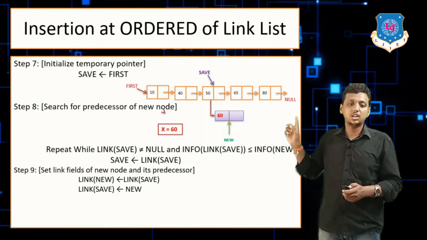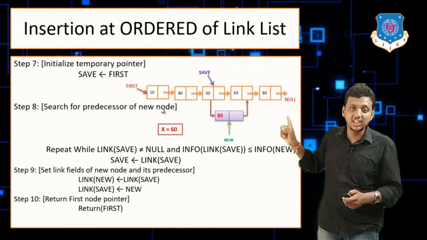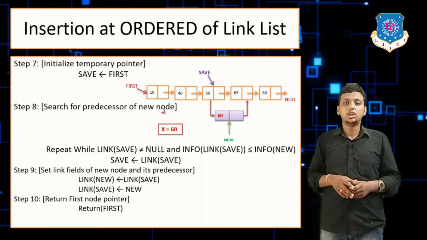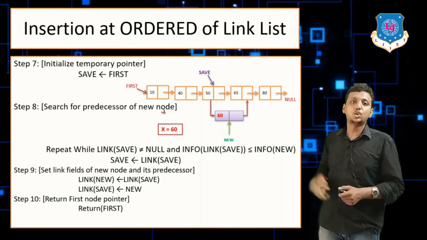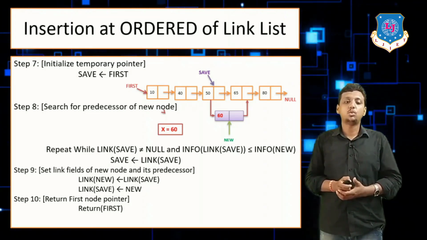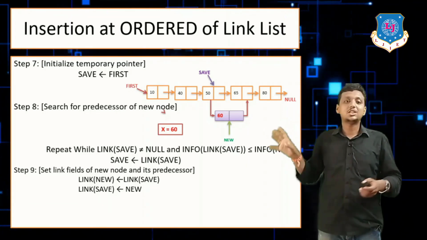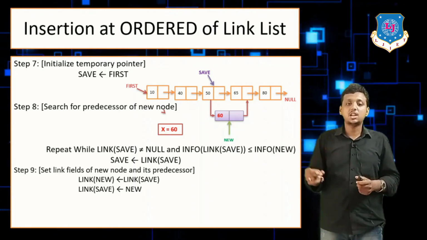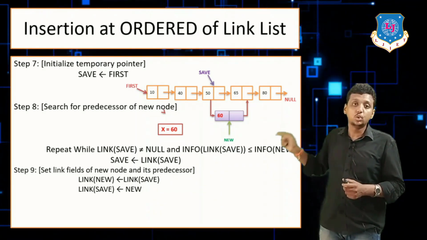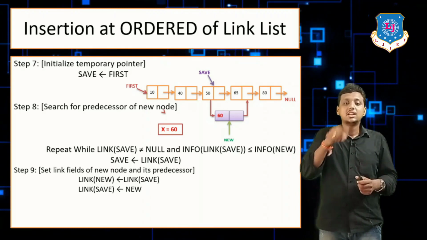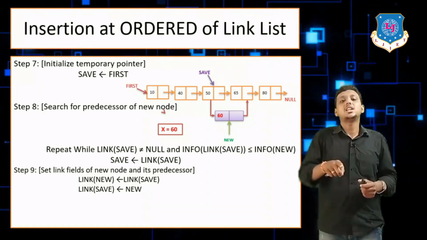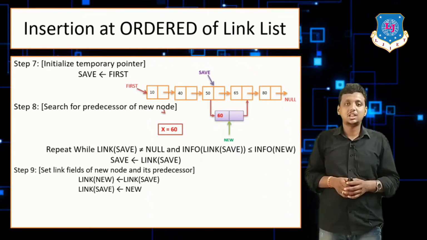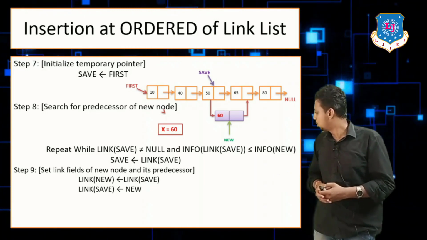So this is the next step. The link of new will connect to the link of save, and then the link of save will connect to new, because the link of 50 must be connected to new. This is how you perform both operations. Now the 60 is already inserted in between 50 and 65 in just two simple steps. In the first step, we connected the link of new to link of save, that means link of 60 to 65. Then we connected the link of save, that means link of 50, to 60, that means new. The second step is link of save arrow new.